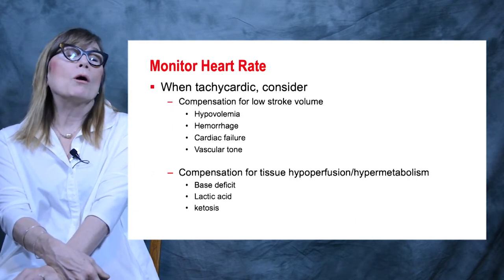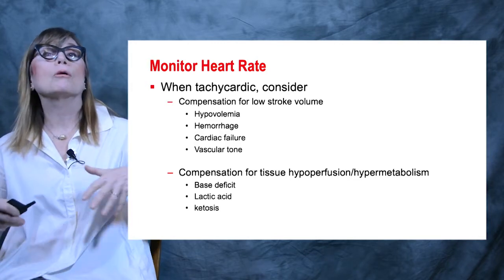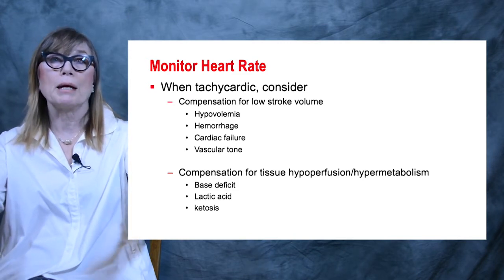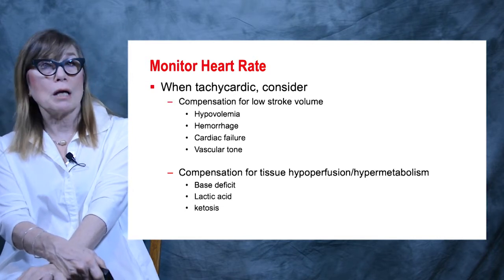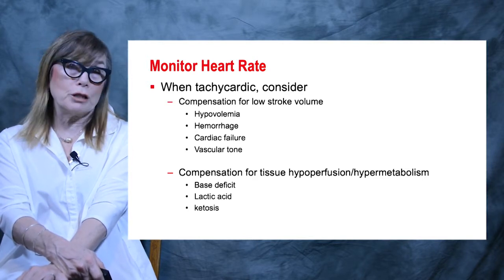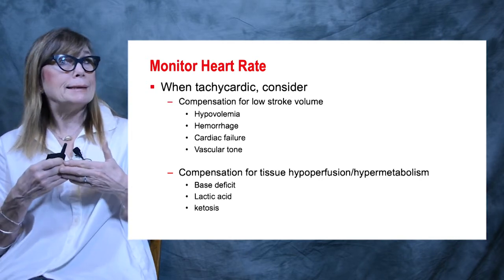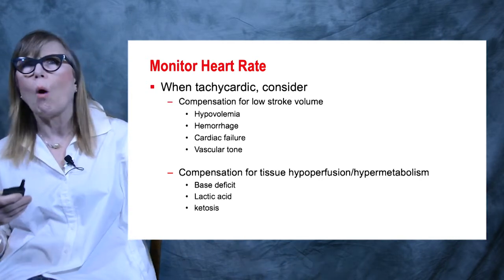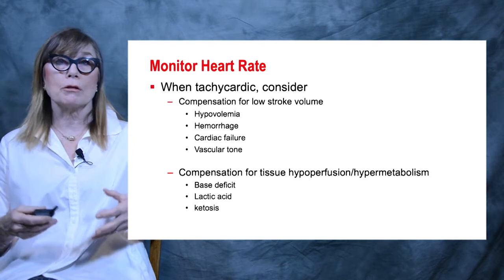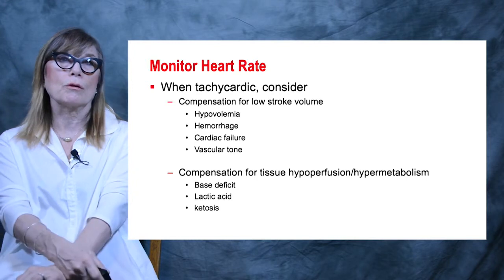Okay, so when we're monitoring and we see a patient who's tachycardic, we're going to consider, number one, that they're compensatory for a low amount of volume that the heart is ejecting. That's the stroke volume, the amount of volume the heart ejects per beat. And that often is a clue to a patient who is hypovolemic, hemorrhagic, who has cardiac failure, or who has an alteration, most particularly vasodilation in their vascular tone. So again, when I see tachycardia, I want to know why my patient is tachycardic. Are they hypovolemic? Are they hemorrhaging? Do they have a failing heart? Do they have an alteration in their vascular tone? I want the answer to all those questions. I need the answer to all those questions.